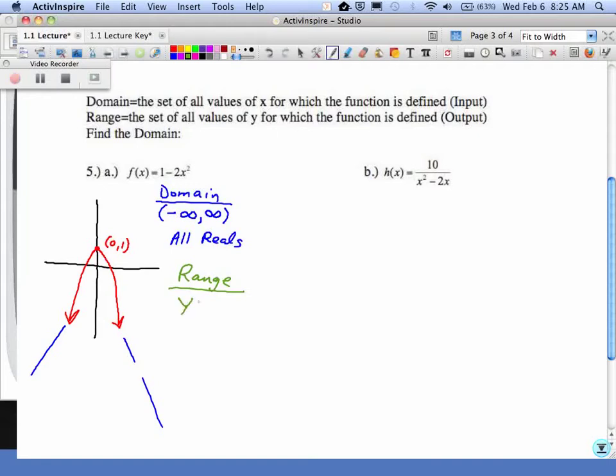Y values that are less than or equal to 1. So the y value of 1 is the largest, but anything underneath it. Other people might say negative infinity up to 1. So they would start at the bottom of the graph and work their way up. All these y values, even though we can't extend the graph forever, are here all the way up to 1. So that's domain and range. Okay?